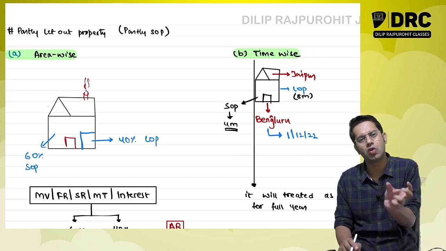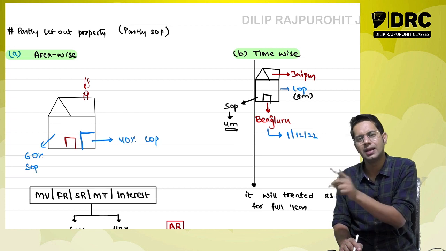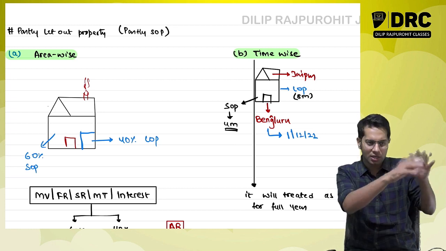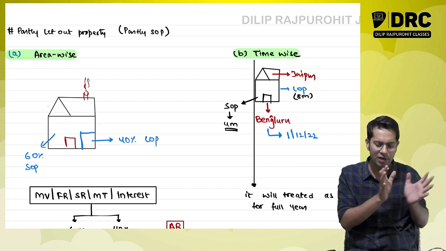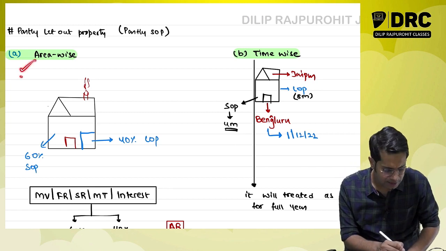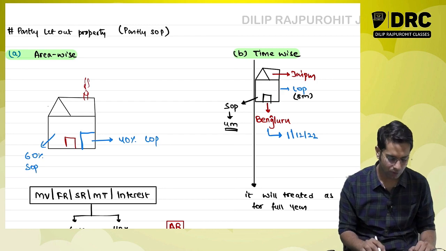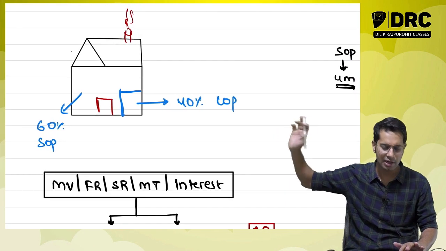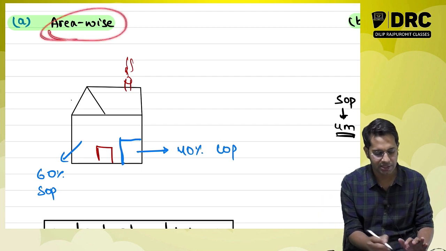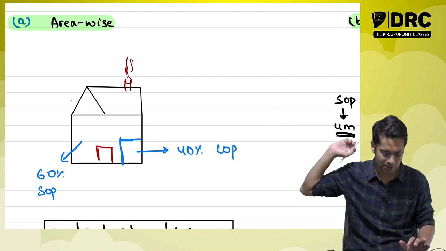The property was let out for some specific period of time and then it was self-occupied, or some portion of the property was let out. So partly let out can be time wise or area wise. If it is area wise, meaning what, sir? Say for example, I have this house property.